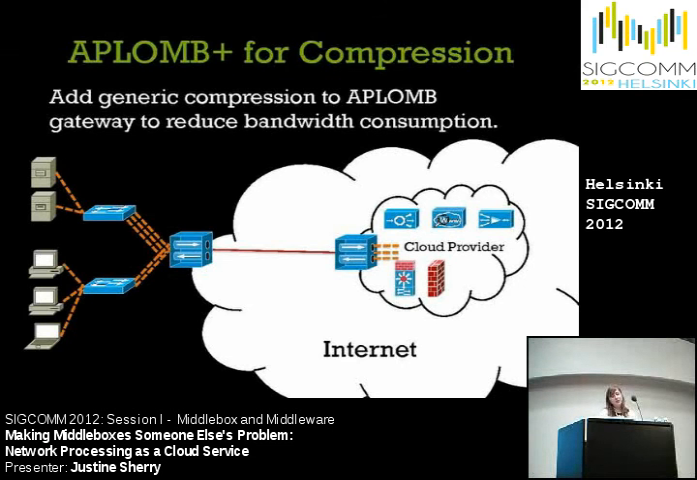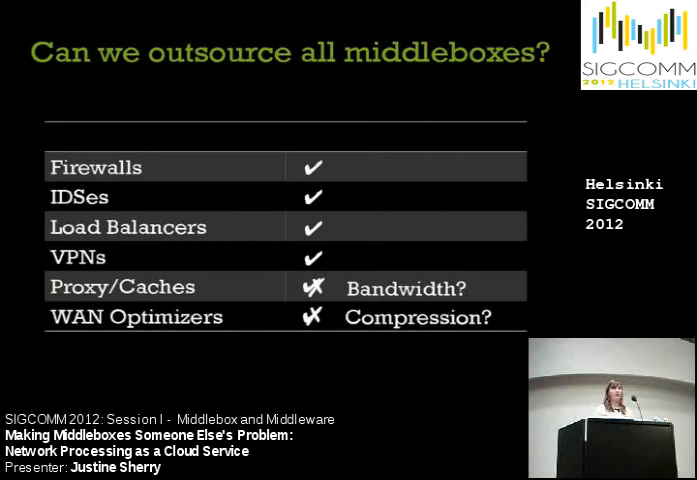And all we do here is we just add a generic compression layer to the APLOMB gateway. And all it does is some simple redundancy elimination before the encapsulation step. We don't go so far as to implement a full WAN optimizer. We just do some very basic redundancy elimination. But as I'll show later, we find that this gives fairly good performance. So assuming that APLOMB Plus can resolve some of these bandwidth issues, we've now resolved our functional equivalence issue.